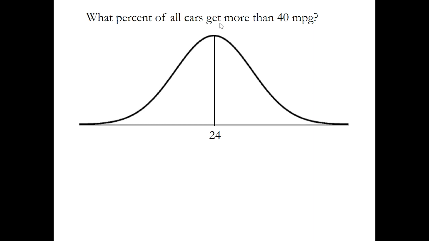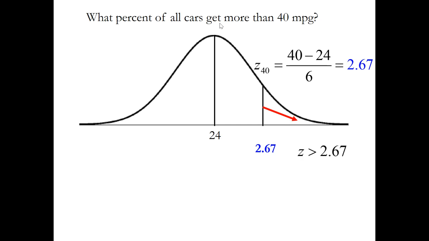What percent of all cars get more than 40? So again, I draw, I label, and then I shade above 40. Now, like we've done before, I convert to a z-score. So take a moment, pause the video, convert this to a z-score, and think about what you're going to put in the calculator. Okay, if you convert to z-scores, we've gotten 2.67. So we have our z-score. Now we have a lower, but we don't have an upper. I'm just looking for z's above 2.67.